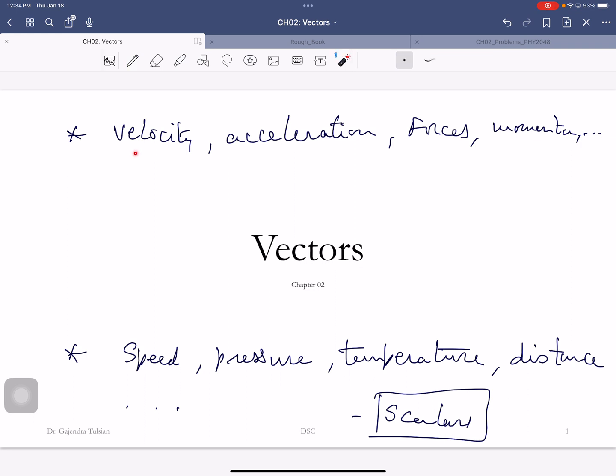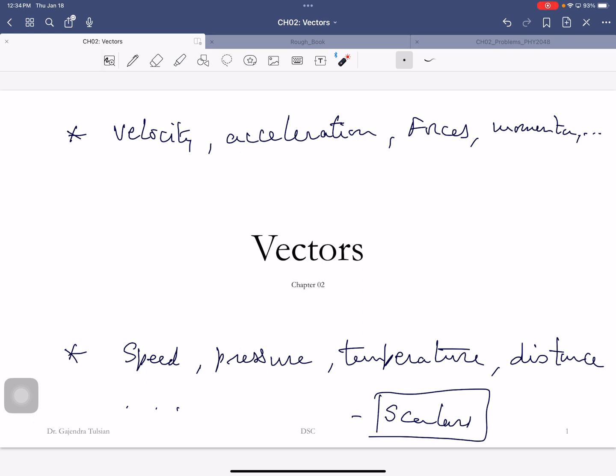How about these guys? Okay, so you need magnitude and direction, so we'll come to that. Same thing again: magnitude and direction. So these are quantities that you need more than one number to specify.